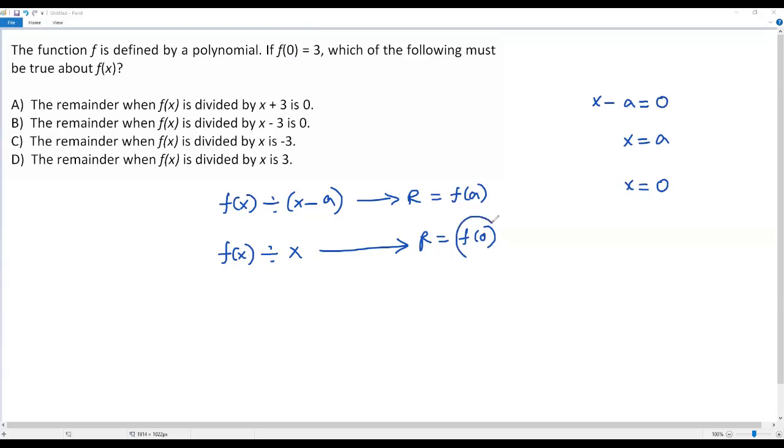And also this f of 0 represents a remainder. So here we have f of 0 equals 3. So this 3 is a remainder. That is, when this polynomial function f of x is divided by just x, the remainder is 3. We have this exactly in answer choice D. That is, the remainder when f of x is divided by x is 3. The correct answer choice for this question is D.